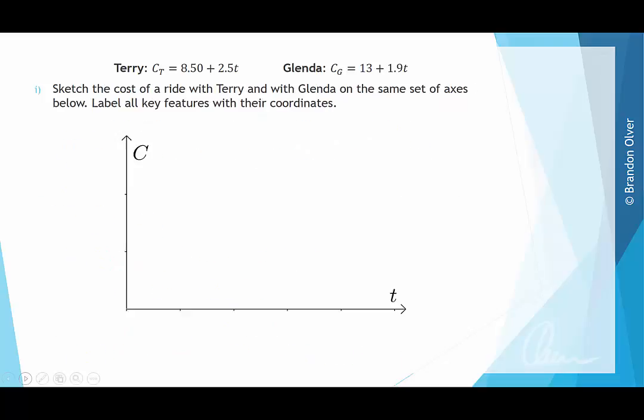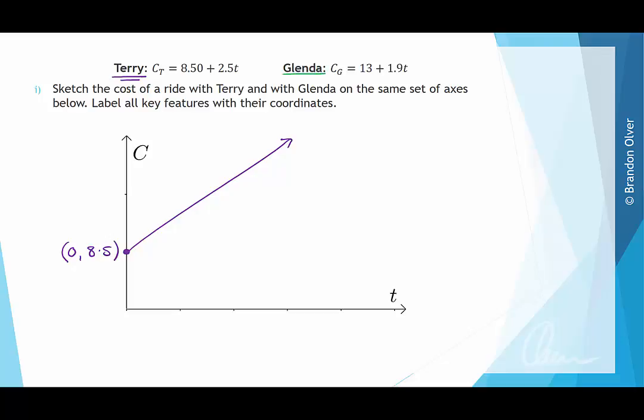For part I, we want to sketch the cost of a ride with Terry and with Glenda on the same set of axes below, and we want to label all key features with their coordinates. So we'll do Terry's in purple, and Terry has an equation 8.5 plus 2.5t. So the 8.5 is in fact the y-intercept. So we can put a point here that is when t is 0, the cost will be $8.50. And then we know it's a steep gradient, and that will be the cost of riding with Terry.